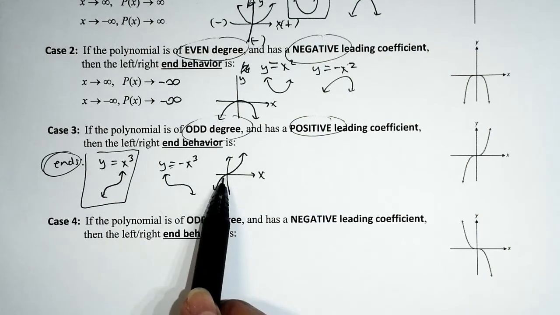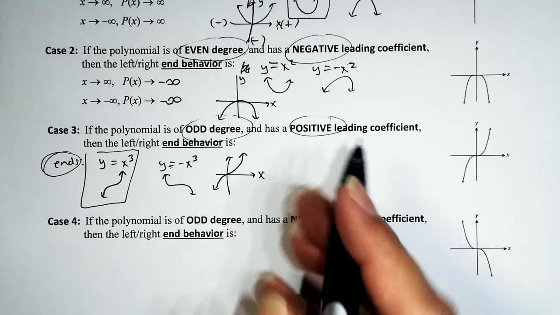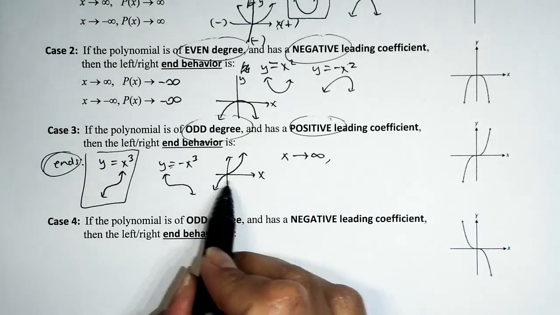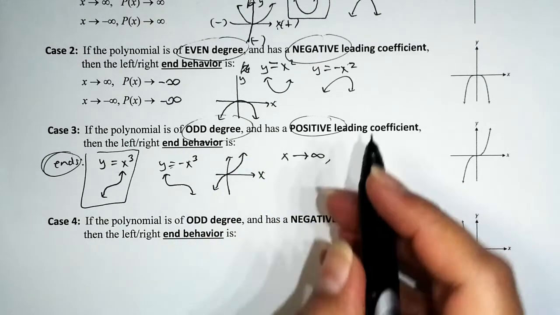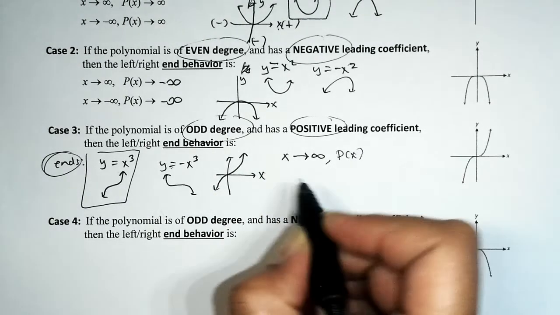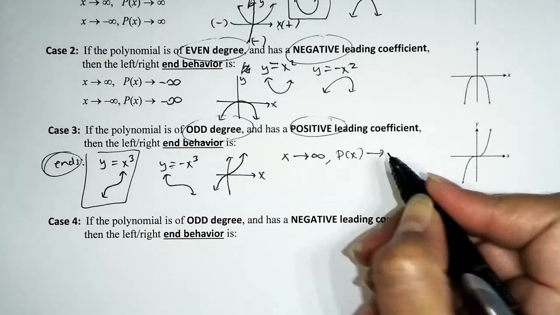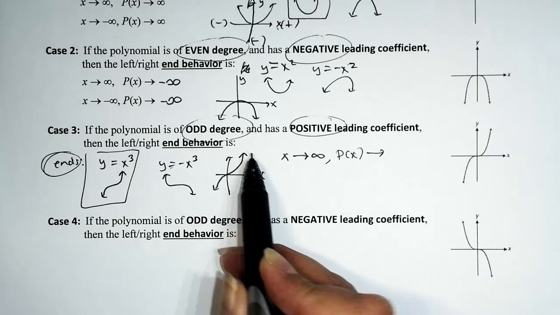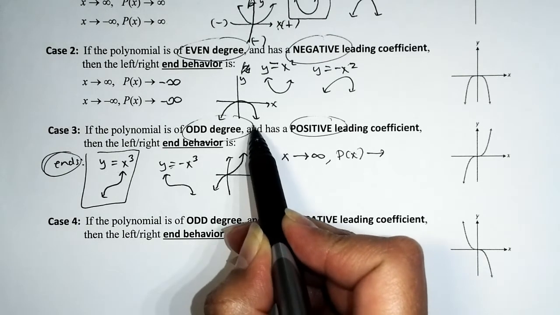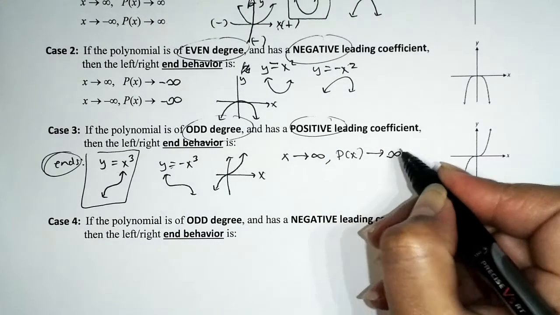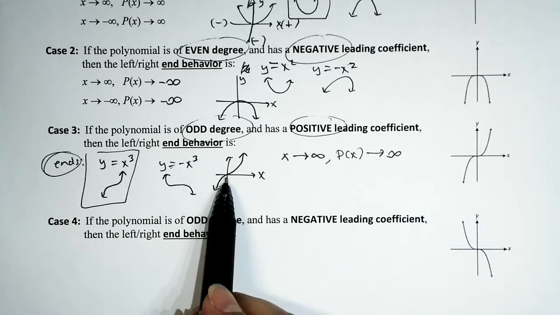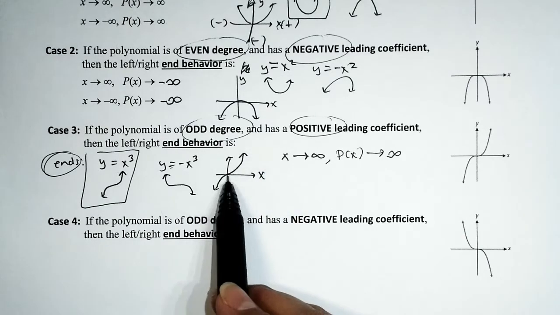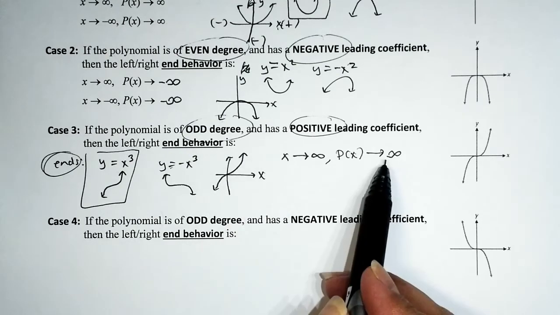As x goes to the right, with math notation we'll say as x approaches infinity. As x goes to the right, what happens to the function value? As x approaches infinity, the function value approaches what? As we pull to the right, the graph points up. So the function value is going towards positive infinity. Again in English, as we go to the right, the graph points up. Math notation: as x approaches infinity, the function value approaches infinity.